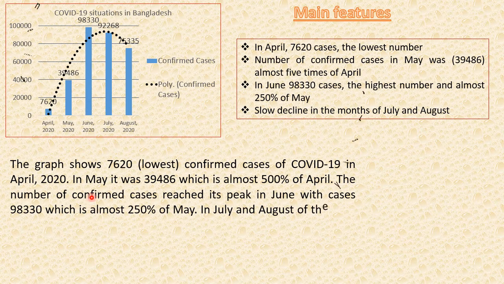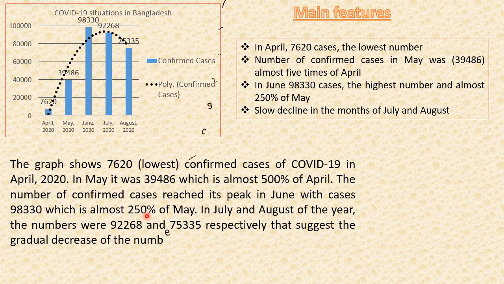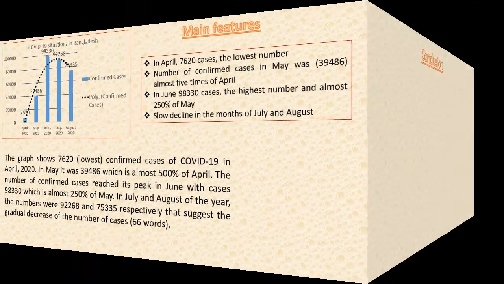The number of confirmed cases reached its peak in June with 98,330 cases, which is almost 250% of May. In July and August of the year, the numbers were 92,268 and 75,335 respectively. That suggests the gradual decrease of the number of cases. And in the body there are 66 words.